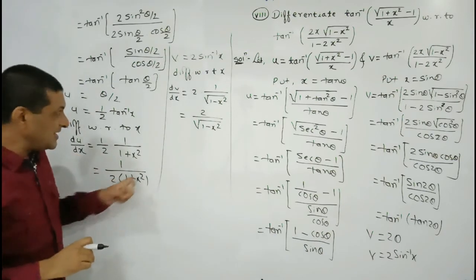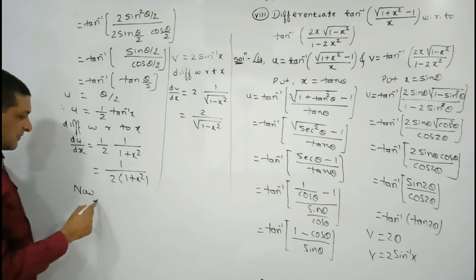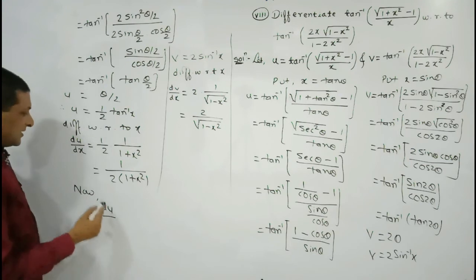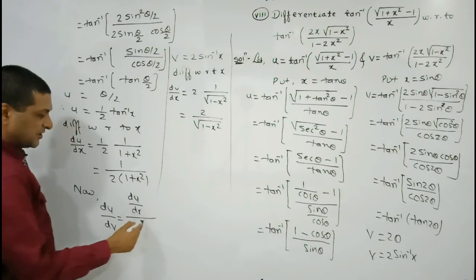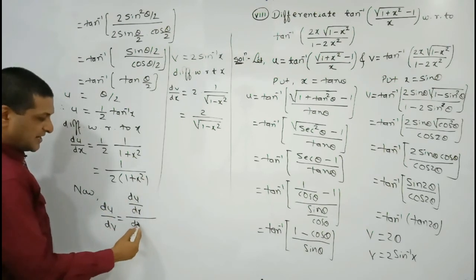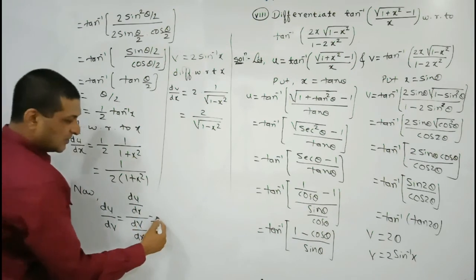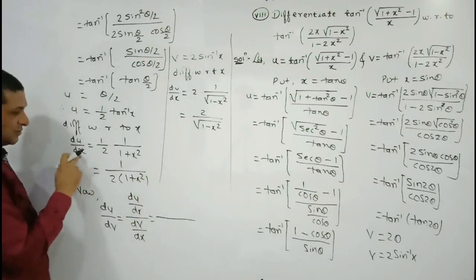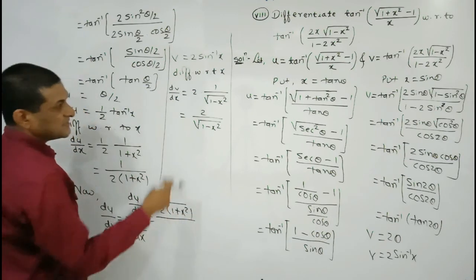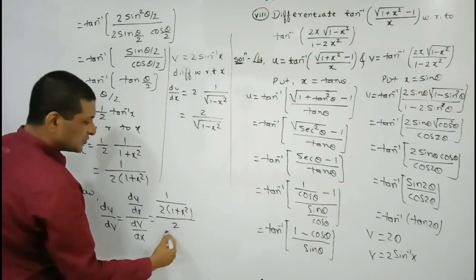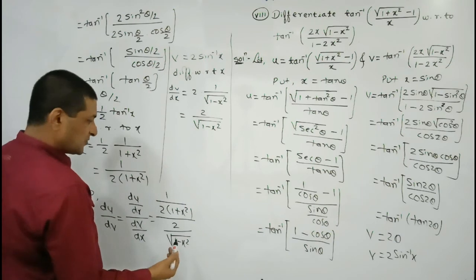Once the values of du by dx and dv by dx are known to us, we are able to find our required value. So what is our required value? du upon dv, so according to the formula of parametric function, du upon dv can be written as du upon dx divided by dv upon dx. Now the remaining part is just to substitute the values. What is the value of du upon dx? du upon dx is 1 upon 2 into 1 plus x square, isn't it? And dv upon dx will be equal to 2 upon under root 1 minus x square. So let us see what we'll get here.